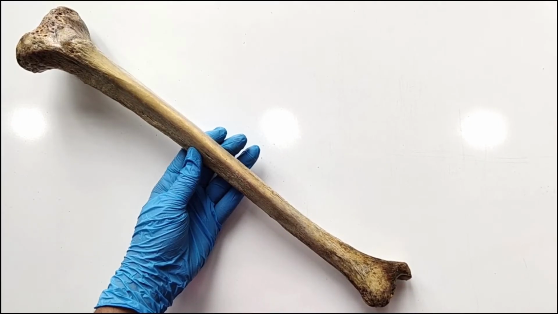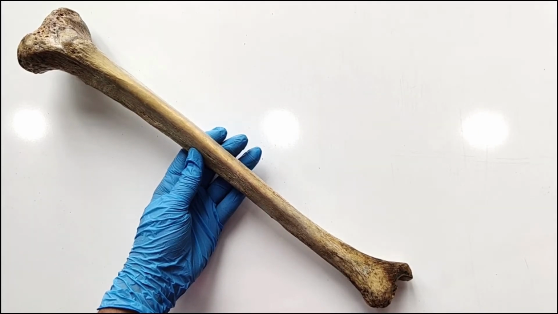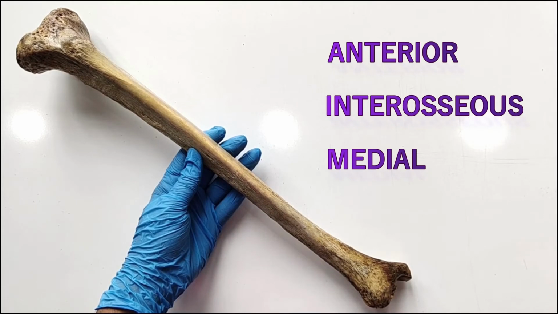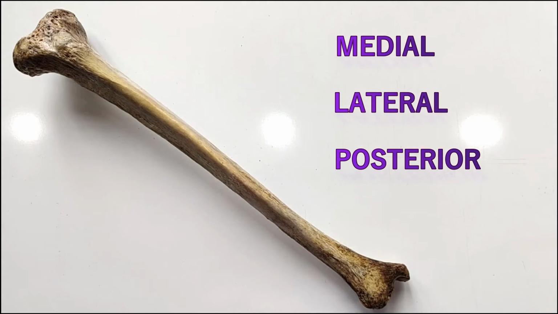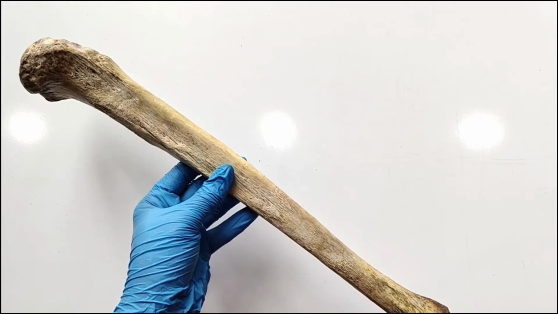Now that we have finished the upper end, let's look into the shaft. The shaft consists of three borders and three surfaces. The three borders are the anterior border, interosseous border and medial border. And the three surfaces are the medial surface, lateral surface and posterior surface. First of all, let's look into the borders. So first, the anterior border.